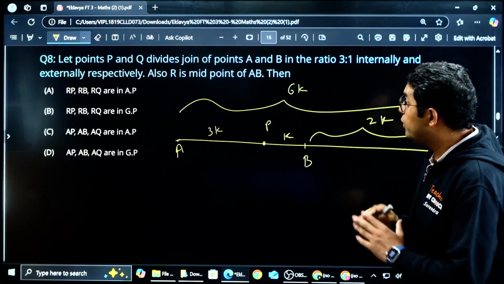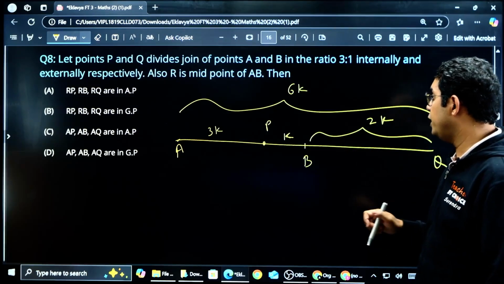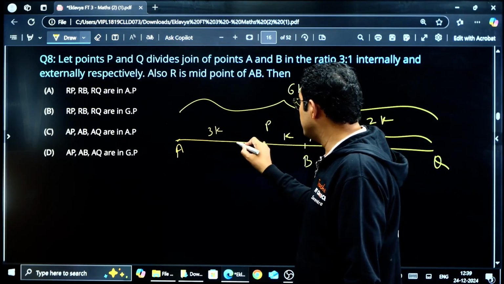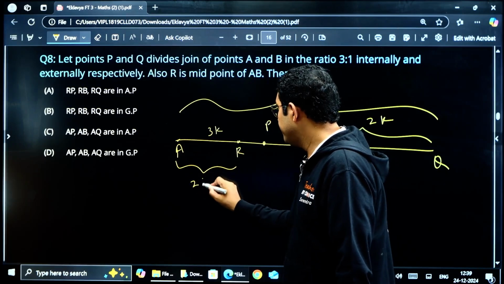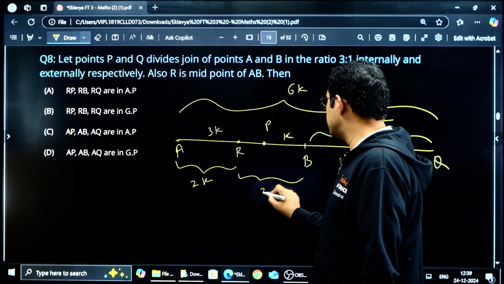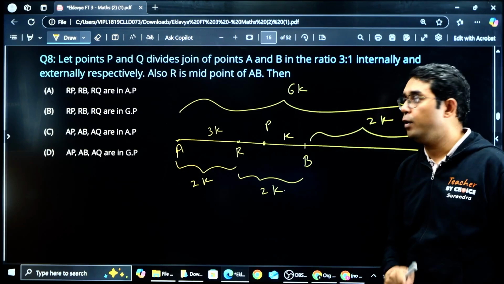Okay, now one more thing they have given: R is the midpoint of AB. Midpoint of AB means it should be at 2K distance from A. It should be at 2K distance from B. Okay, now let me tell you the property.